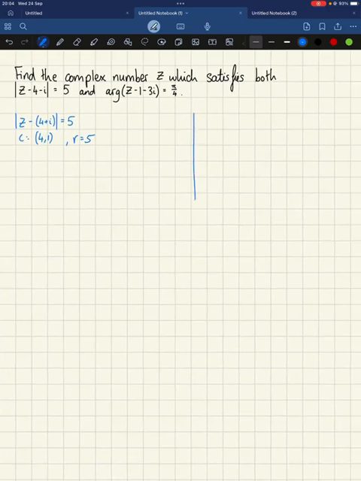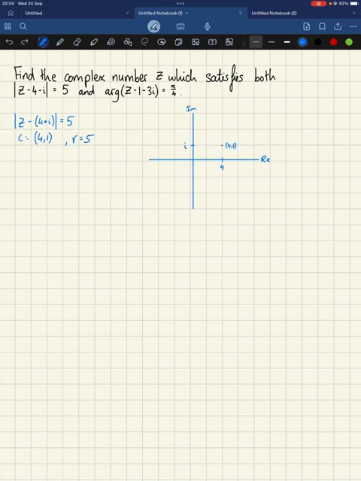So we can just draw a set of axes. Center 4, 1, so let's say that's 4. This is i, this is the real axis, imaginary axis. So we'll center at 4, 1. And it goes like this, let's say. So this is our locus for the modulus of z minus 4 minus i equals 5.